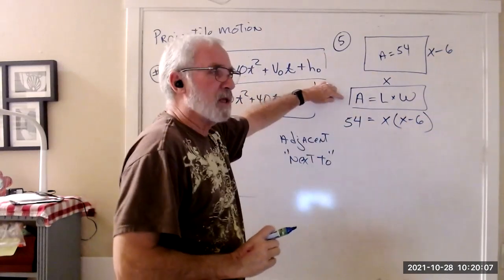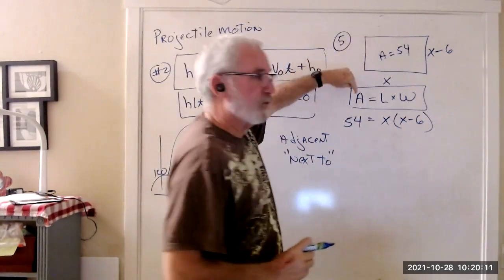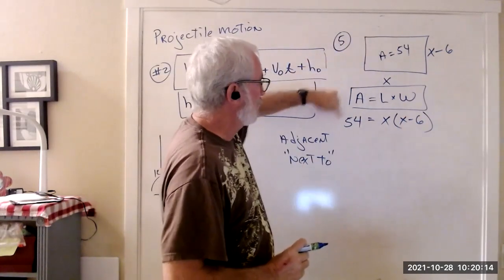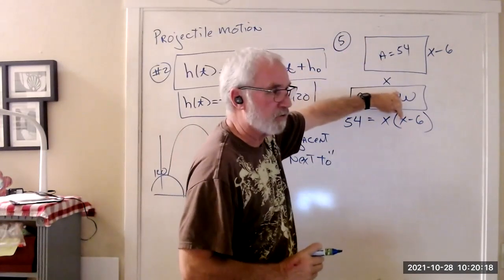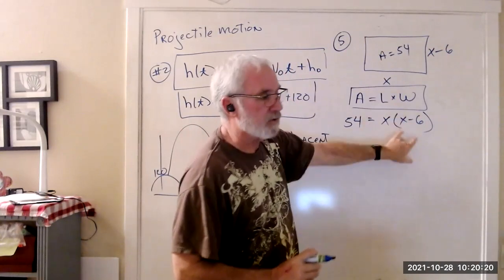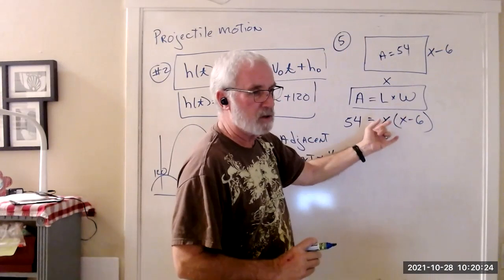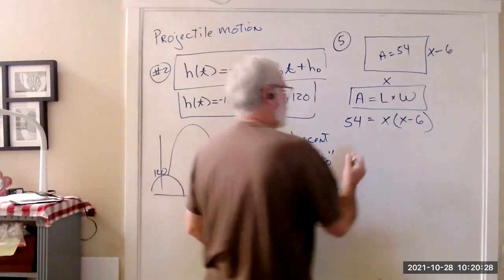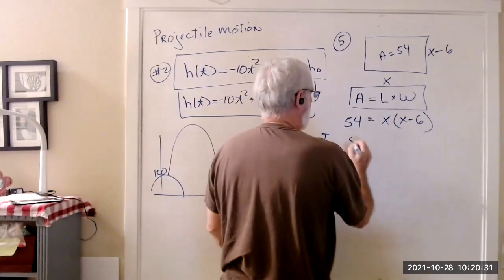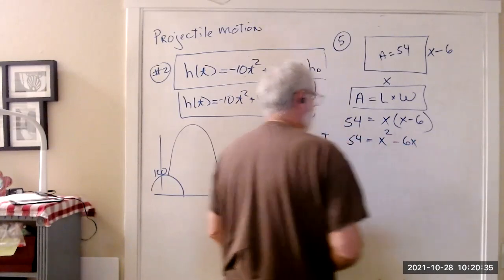So the formula guides us. It tells us where to plug those numbers in. The area was 54. It equals the length, x, times the width, x minus 6. And it doesn't matter if you got length and width mixed up. They'll work out. So now you solve this. 54 equals x squared minus 6x.